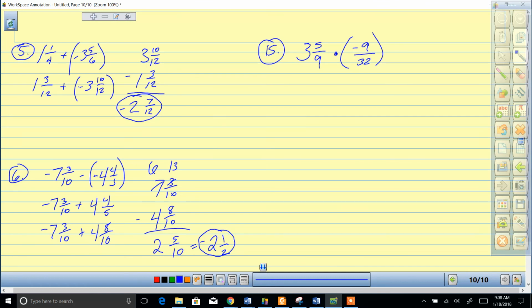When I'm multiplying numbers, you have to change them to improper fractions. It's an option when you do addition or subtraction, like over here. But when you're doing multiplication, it's imperative. You have to do it. 3 times 9 gives me 27. 27 plus 5 gives me 32 over 9.